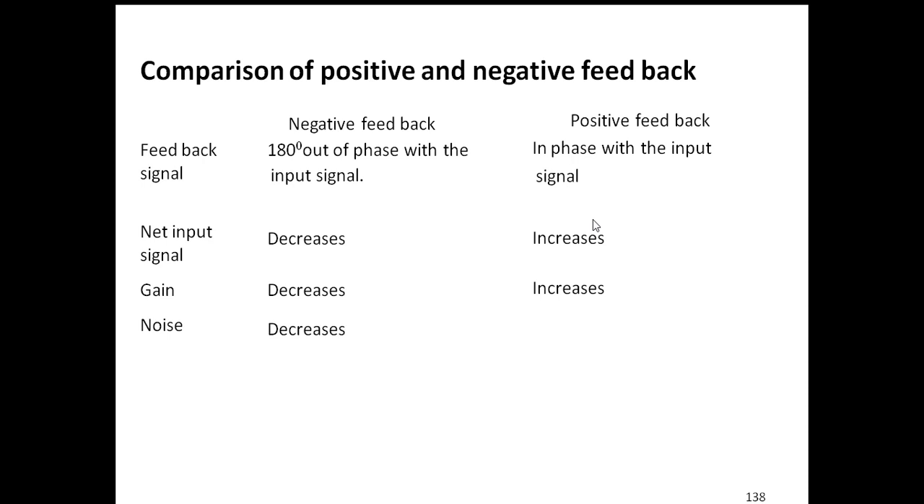Noise decreases in negative feedback, whereas in positive feedback it increases. Stability is more in negative feedback, less in positive feedback; improved and poor. Uses: negative feedback is generally used in amplifier circuits, whereas positive feedback is used in oscillator circuits.